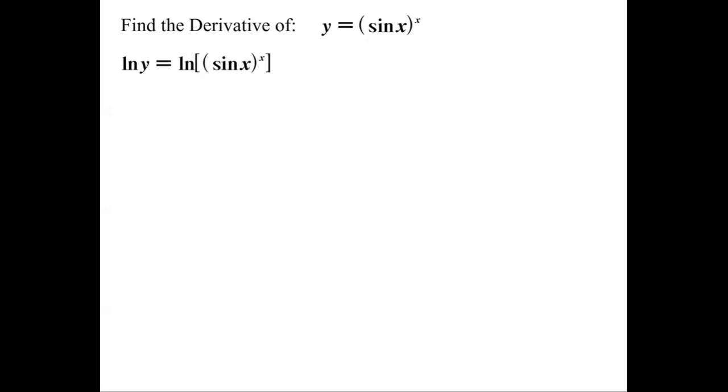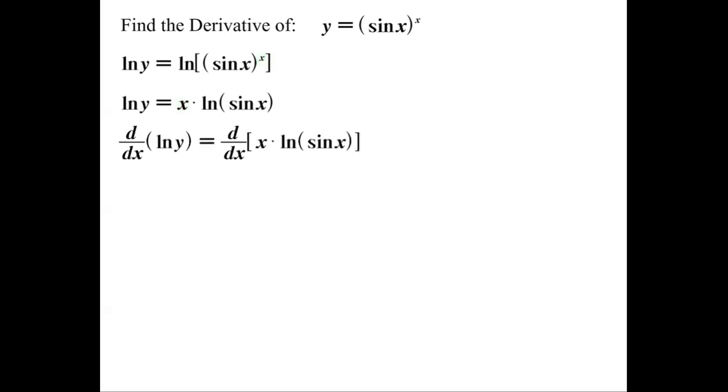Okay, so we take the natural logarithm of both sides, then we apply the laws of logarithms to rewrite the function as follows. We bring down the exponents and we take the derivative of both sides. The left-hand side of the equation is once again equal to 1 over y times y prime. The right-hand side of the equation requires the application of the product rule.